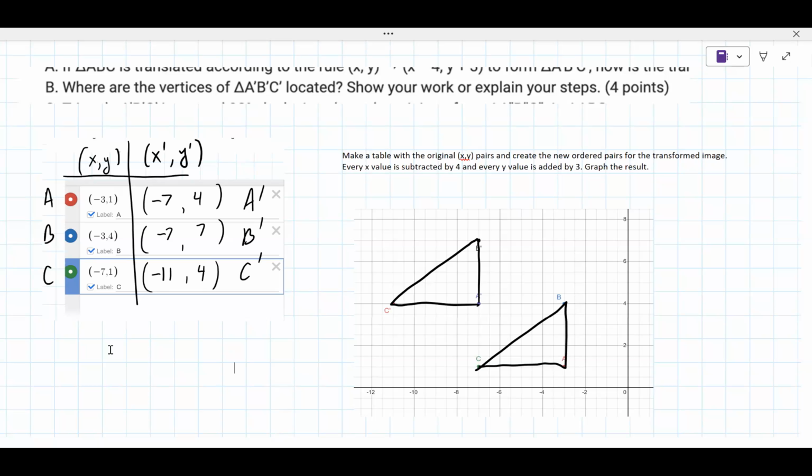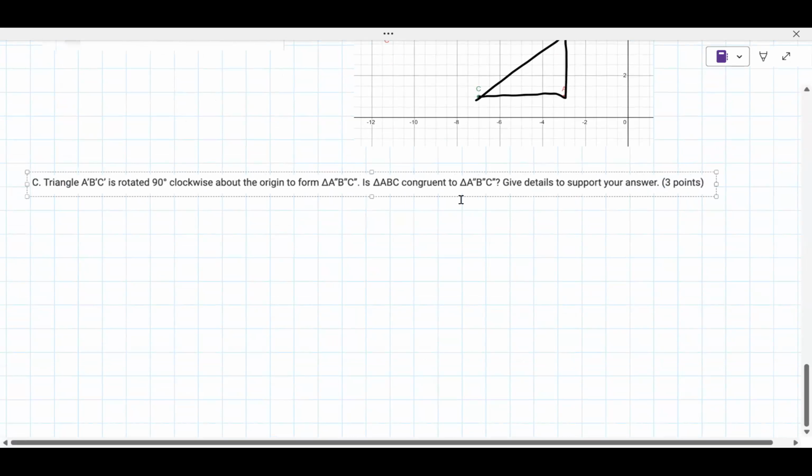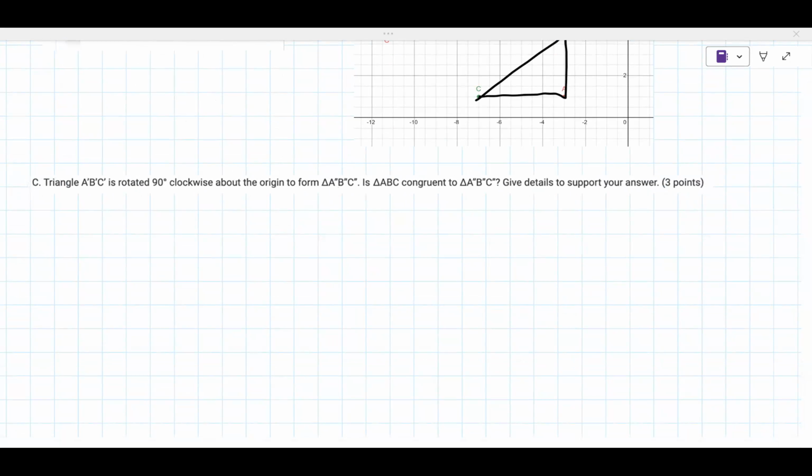And then part C. So part C here is we're modifying that new image. It's this triangle ABC rotated 90 degrees. Now I'm going to put in the chat a link to a reference sheet. It's got all the transformations in one place: translations, dilations, and rotations. Students call it a cheat sheet. It's just a reference sheet.